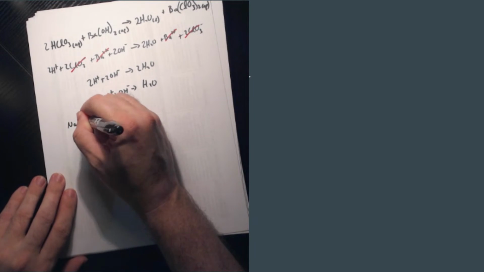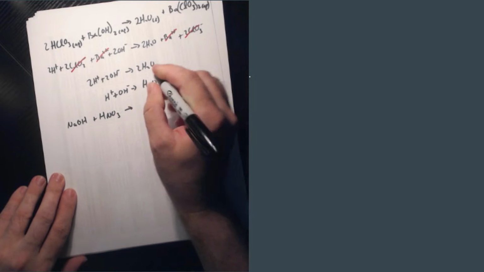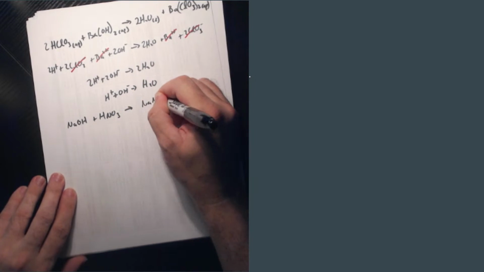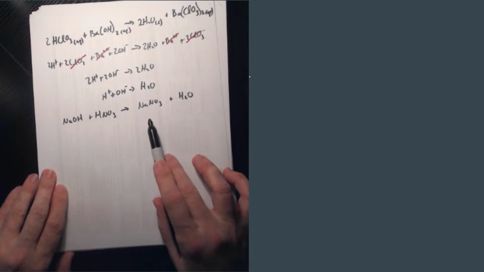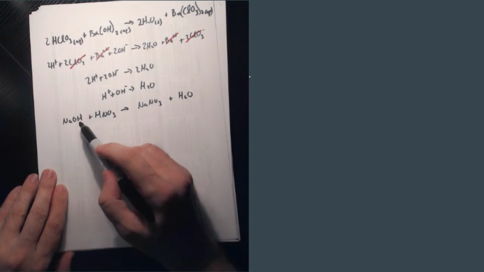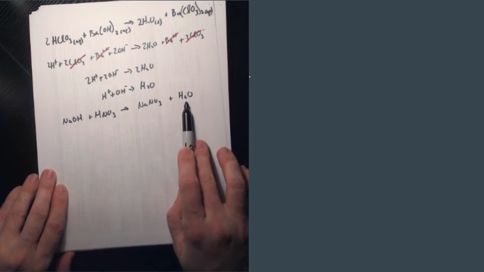So next up we have NaOH plus HNO3 yields NaNO3 plus H2O. So we're just swapping partners, and one of the products is going to be water, one of the products is going to be a salt. So aqueous, liquid. Okay, so like I said, I'm not going to do the net ionic equation for this. It is just too straightforward. It's just going to be H+ plus OH- yields H2O.